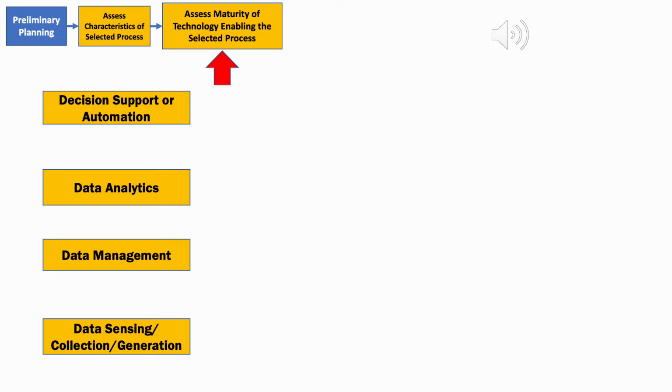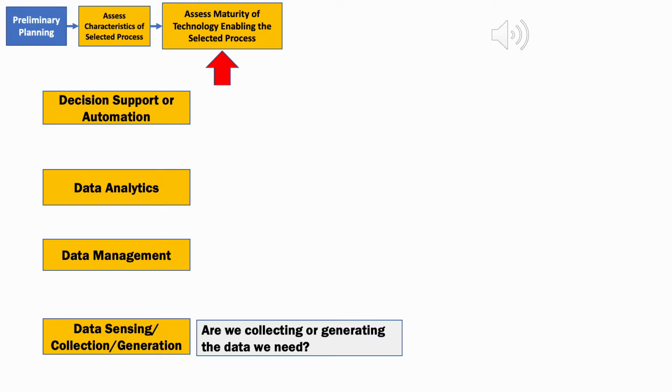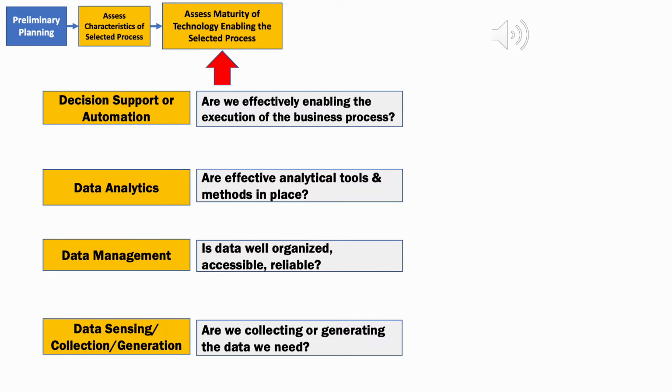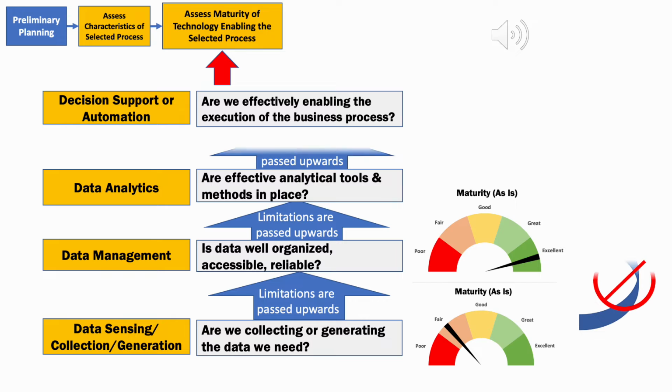Maturity of technologies that enable the selected process include our ability to collect the data required by the process, whether data is well organized, complete, reliable, and accessible, whether current systems include analytical capabilities, and whether business goals are being properly addressed. Capabilities in each layer impact the capabilities in the layers above. For example, if the maturity of collecting data is low, data management is limited. Generally, the maturity of a layer depends on the maturity of the lower layers.